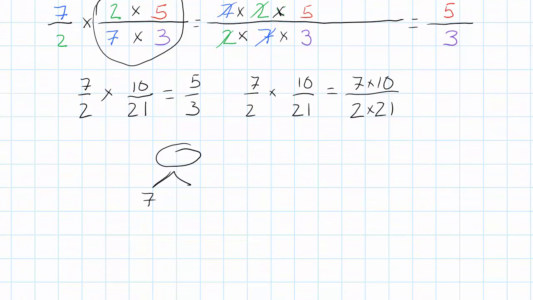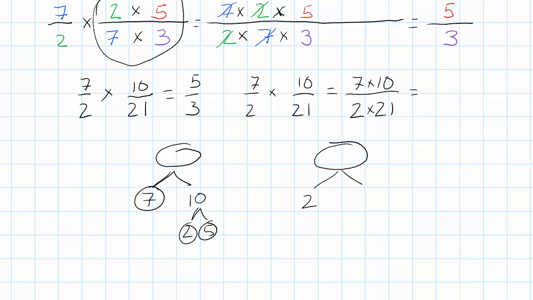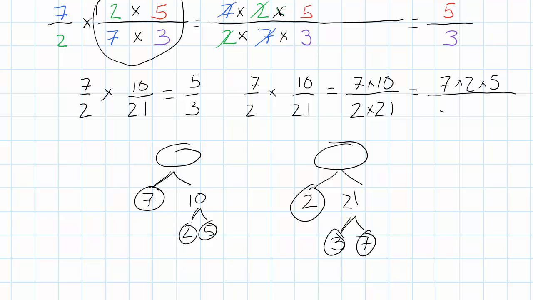Numerator factors is 7 times 10. 7 is prime, but 10 is 2 times 5. Denominator is 2 times 21. 2 is prime, but 21 is 3 times 7. So my numerator is 7 times 2 times 5. My denominator is 2 times 3 times 7. 7's cancel, 2's cancel. We are indeed left with 5/3, just the way we wanted.